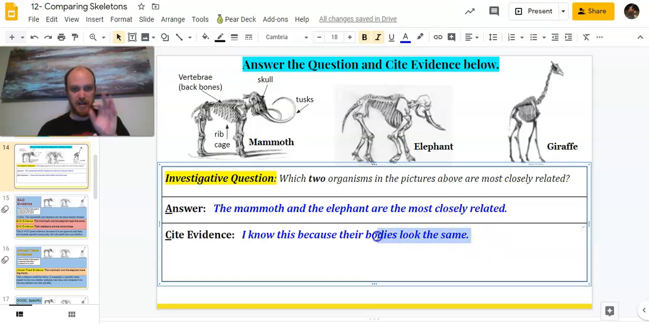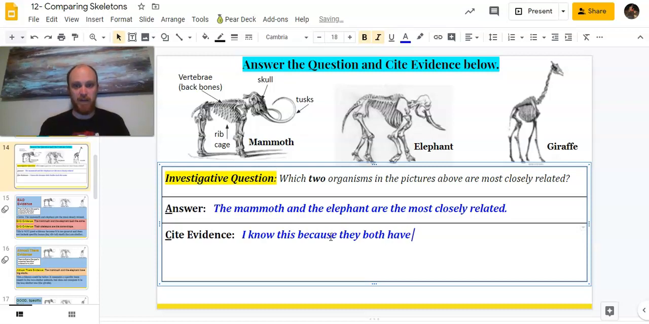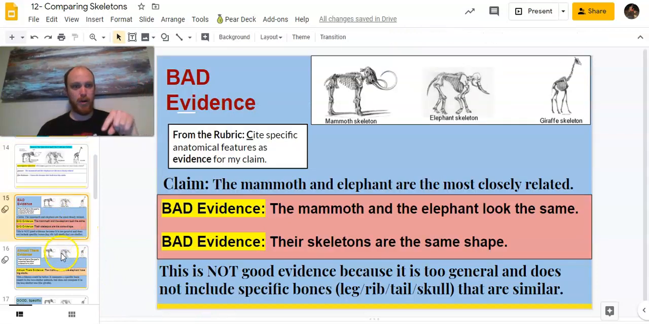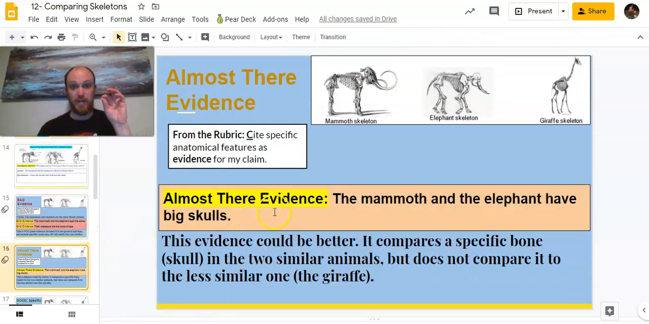So I'm going to change this. I'm going to say a specific bone. I know this because they both have big skulls. Okay, nailed it. So that's no longer bad evidence. Oh, it says that it's almost there, which means it's not perfect yet. So this evidence could be better. It compares a specific bone, the skull, that's what I did, in the 2 similar animals, the mammoth and the elephant, but it could do more. You could do more than just the skull. And it doesn't include the giraffe. So I compared it to the 2, but not to the other one.